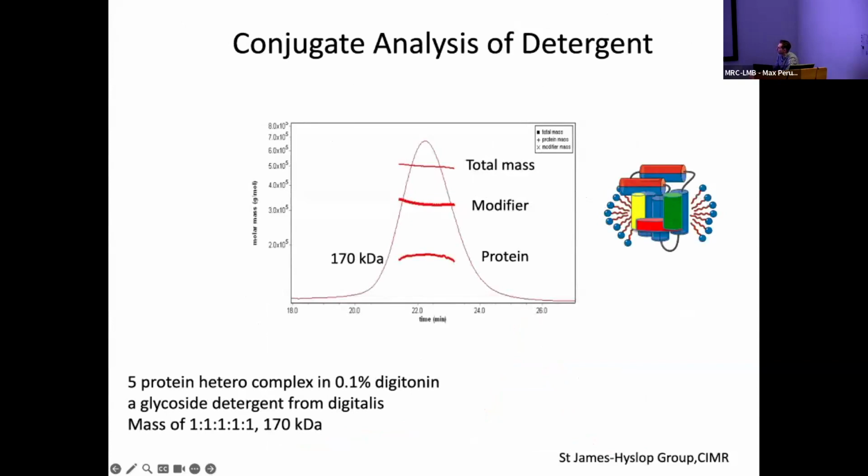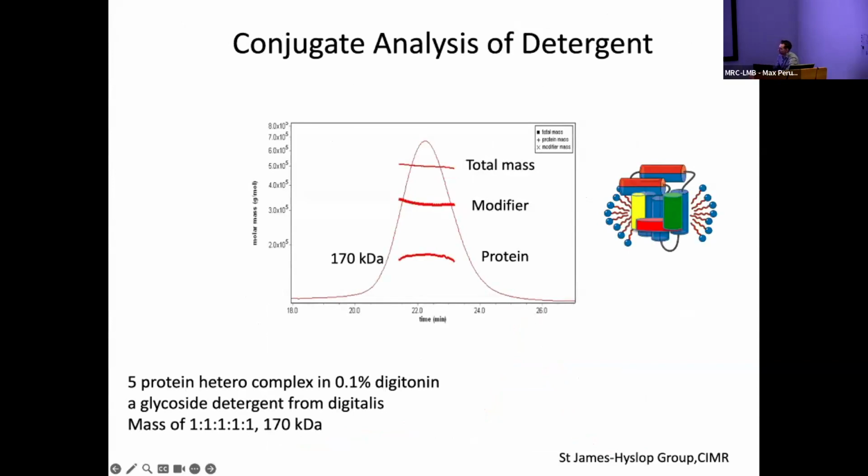This is actually a 5-protein heterocomplex with 0.1% digitonin in. So we put the dn/dc and extinction coefficients into the software, and we can separate this. And then we've got this 170 kilodalton protein, which showed that this complex had 1 subcomponent of each.